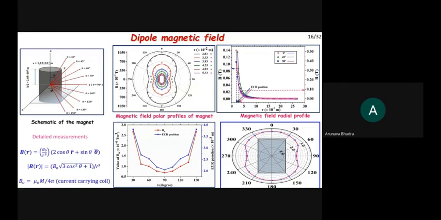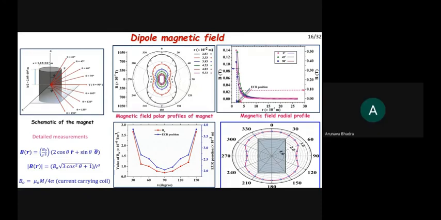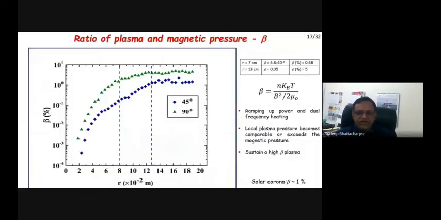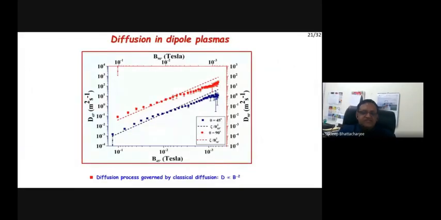A related question is, when you study the diffusion, have you changed the magnetic field or kept the magnetic field constant? Let me go to that slide. No, we did not change the magnetic field. These magnetic fields, you can think of as varying with distance. The magnetic fields are changing because you are going away from the magnet.